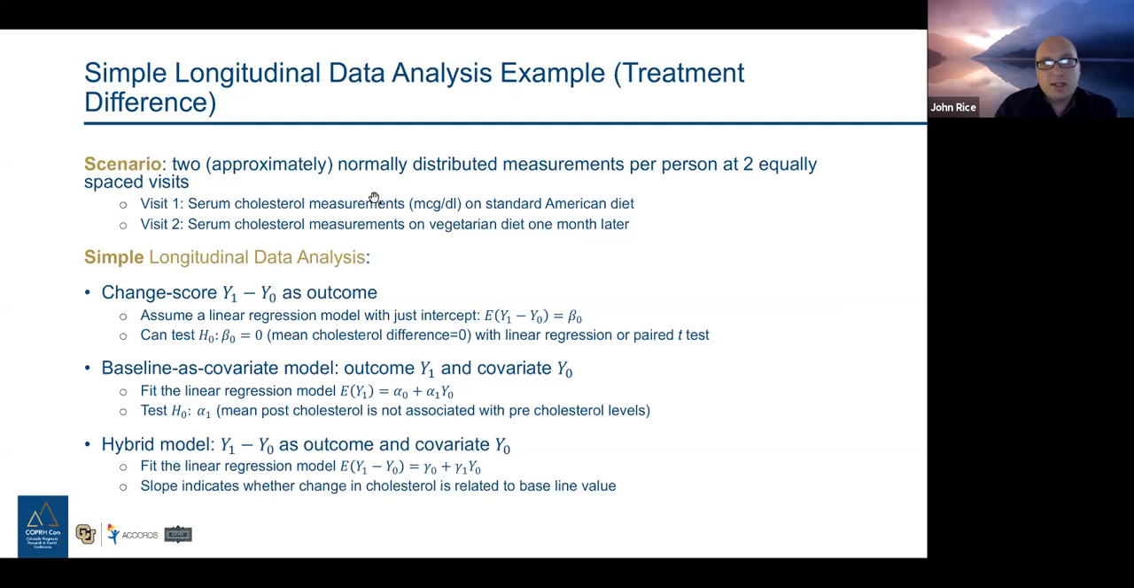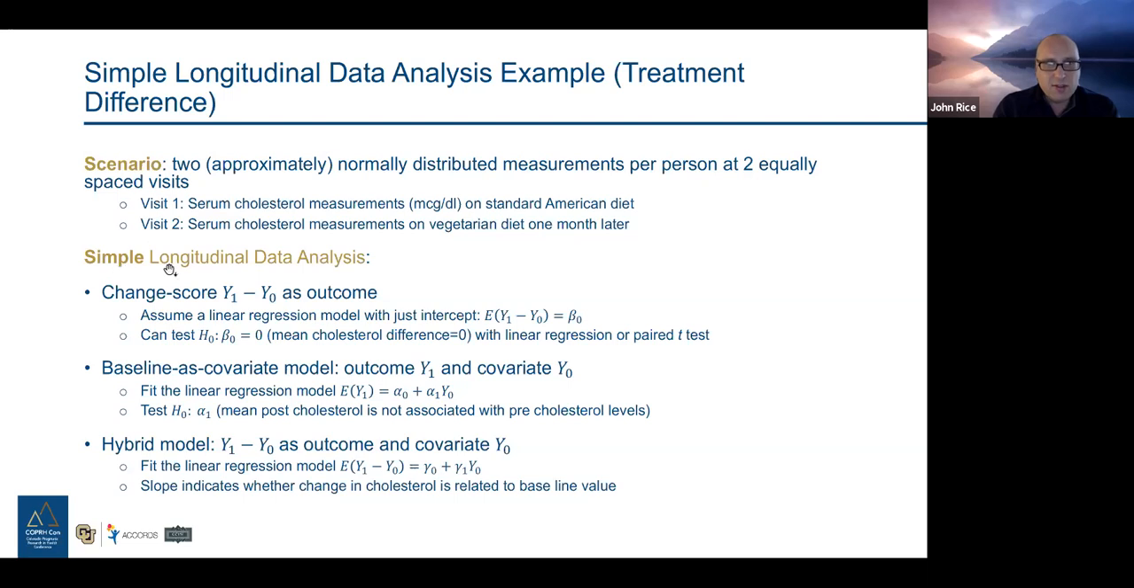So, a simple example here. The scenario is two normally distributed measurements taken at two equally spaced visits. The first visit is serum cholesterol on a standard American diet. The second visit is serum cholesterol measurements on the vegetarian diet 1 month later. As I mentioned, this is maybe not the best design, because ideally you would want to randomize the order in which these treatments occurred, so you could remove that source of possible confounding from your analysis. But this is the design we're talking about here.